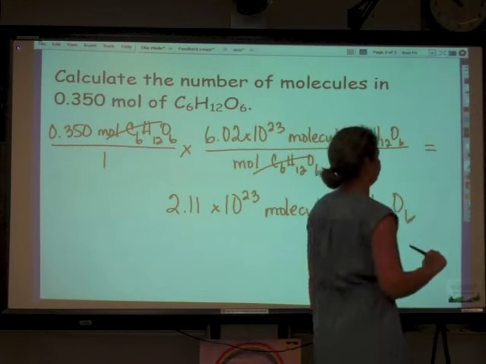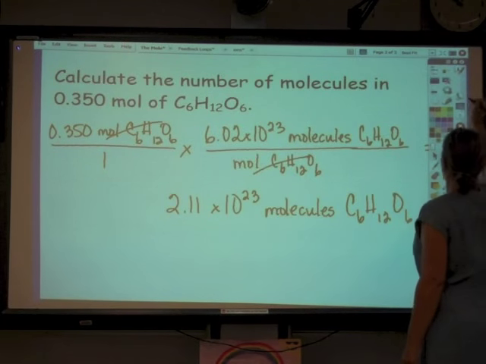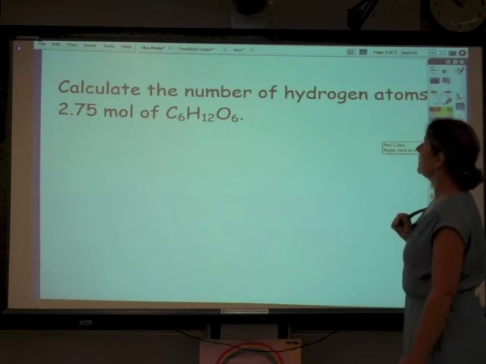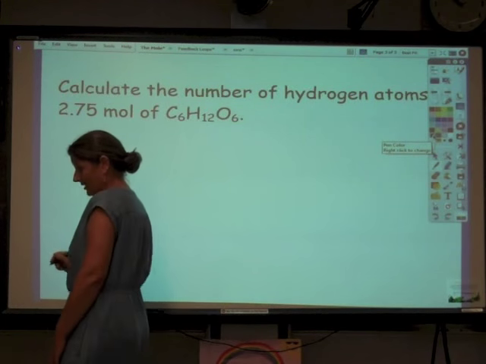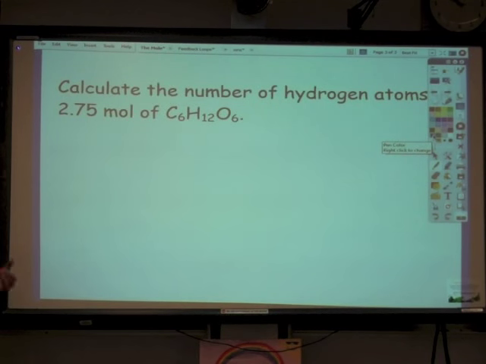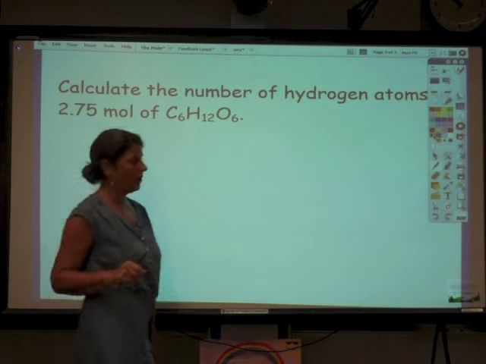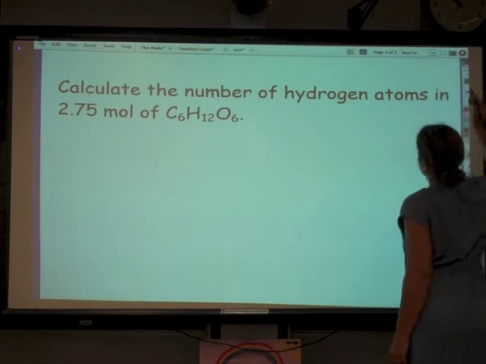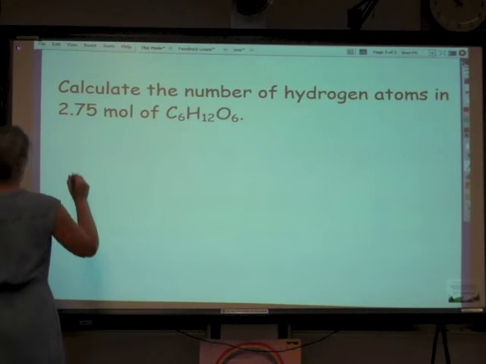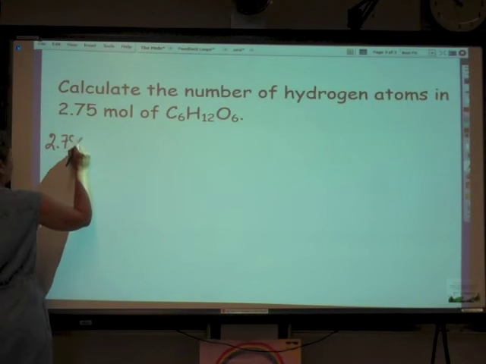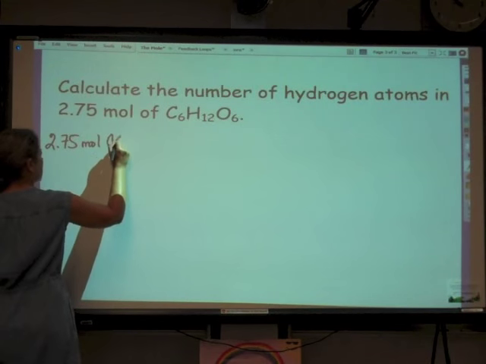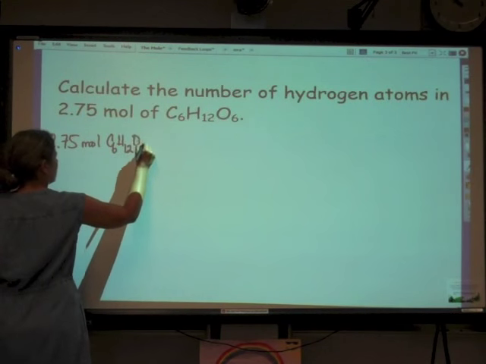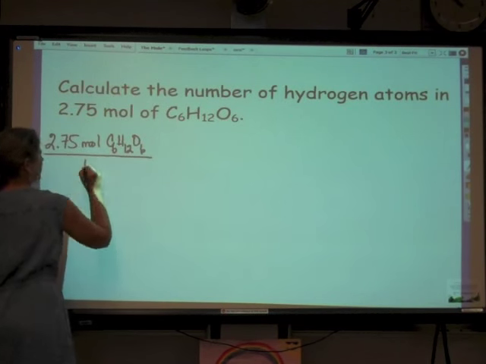All right, let's do another problem. It's a little more complicated. Calculate the number of hydrogen atoms. So not simply atoms, but we're being very specific here. Calculate the number of hydrogen atoms that are in 2.75 moles of glucose. So again, we will start with our given. We're going to begin with 2.75 moles C6H12O6, and we're going to put that over 1.